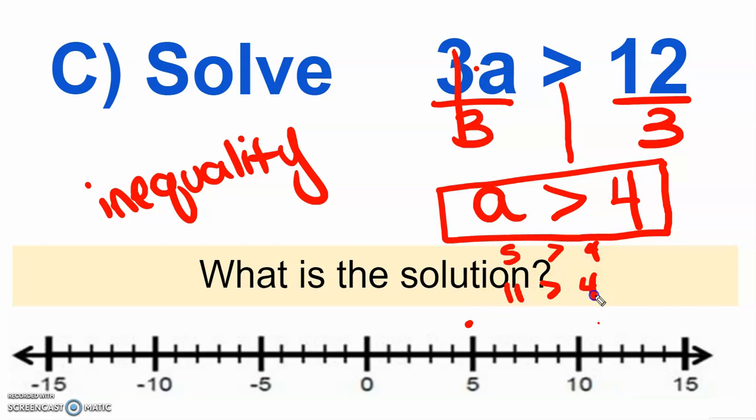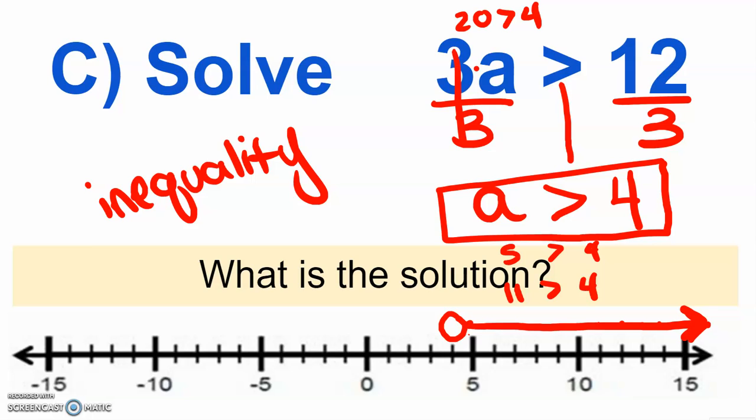5 is bigger than 4. 11 is bigger than 4. How about, I'm out of space. How about 20? Isn't 20 bigger than 4? Well, all of those things that are bigger than 4 would be over here to the right of 4, wouldn't they? But 4 itself is not actually one of the solutions, so that's why I'm not putting a dot at 4. I have an open circle. So this time, everything to the right of 4 or greater than 4 is a solution, but not 4 itself.